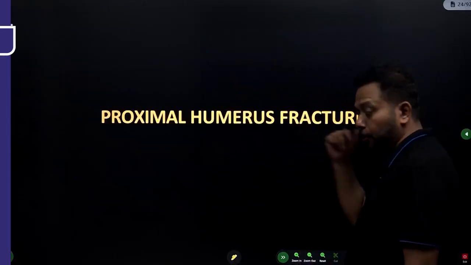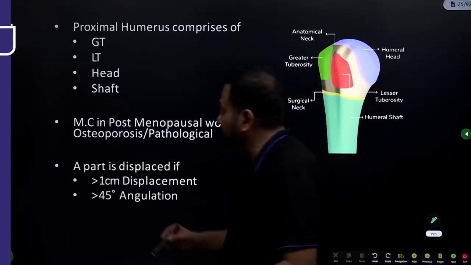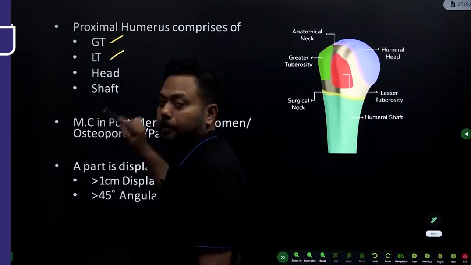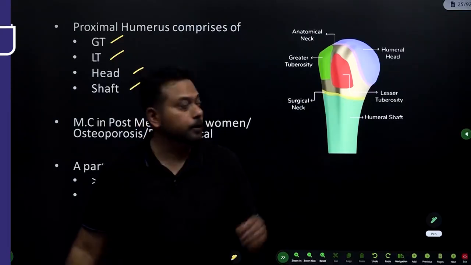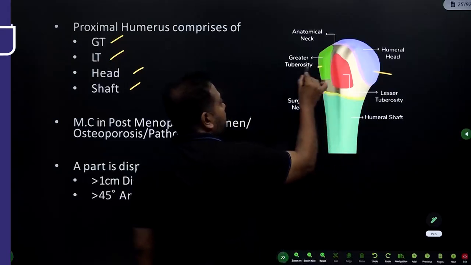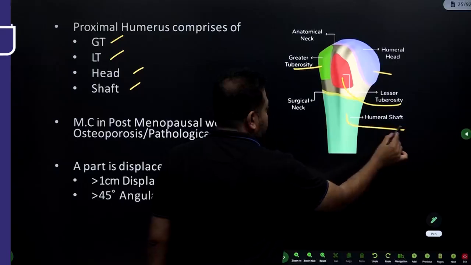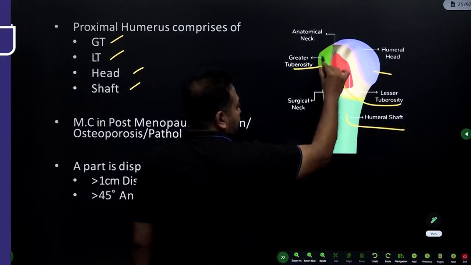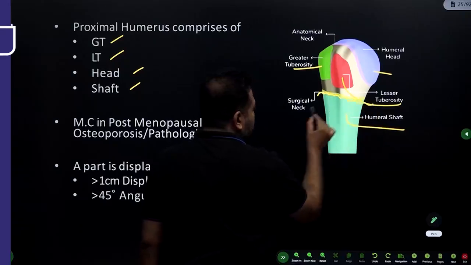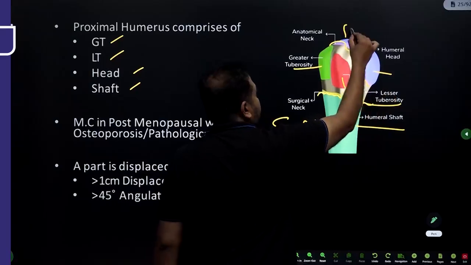Now let us see about proximal humerus fracture. You see, the proximal humerus consists of the following parts: a greater tuberosity, lesser tuberosity, head, shaft, and two necks. You see here, this is the head. This is the greater tuberosity. This is the lesser tuberosity. This is the humeral shaft. The area between the head and the start of the metaphyseal area is called the surgical neck, and this is called the anatomical neck.